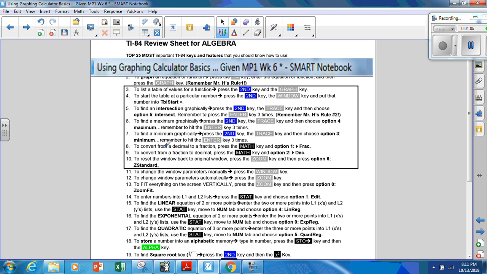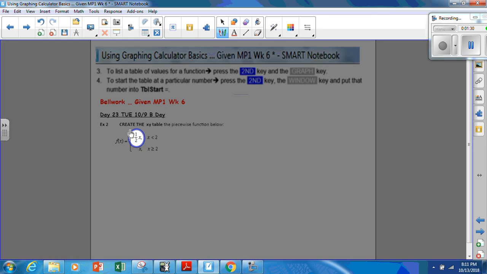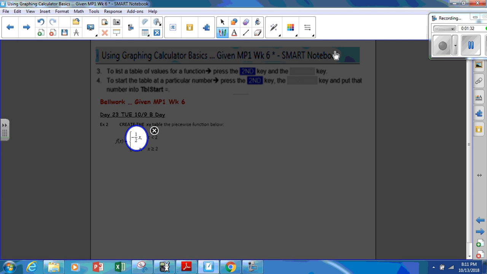Okay, so let's take a look at these techniques. So what am I trying to do? To list the table of values for a function. So I have this function, and I want to find the table of values. Well, I'm going to get my graphing calculator, go to the Y editor, clear out the stuff that I don't need, and put in the function that I actually want.